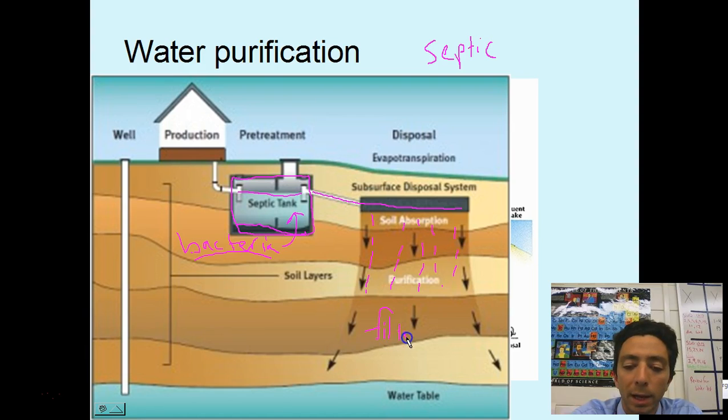And we really count on it in the case of this house because we've got a well right here where we're drawing that water table water right back up to the house. And so hopefully our septic tank's running well and we're not getting any of those coliform bacteria or other disease-causing bacteria down into our well.